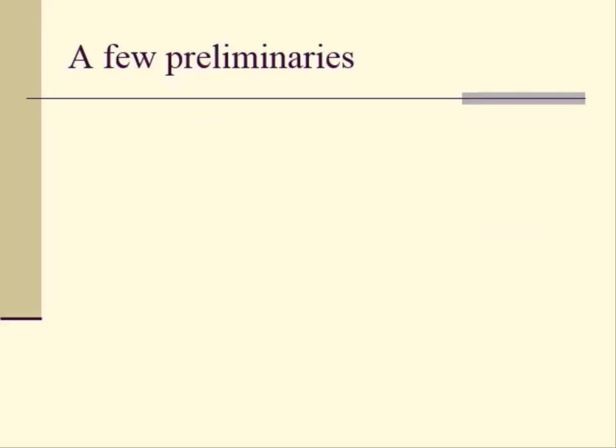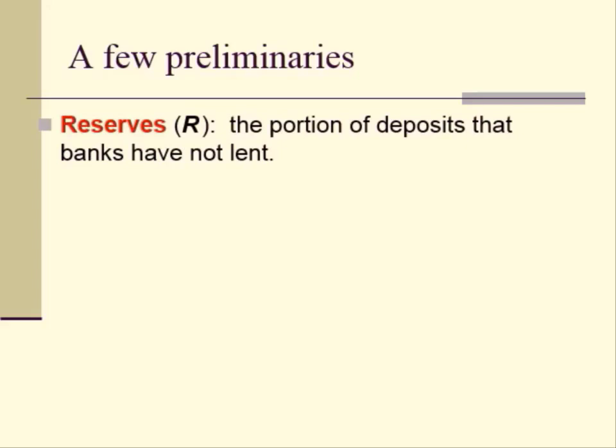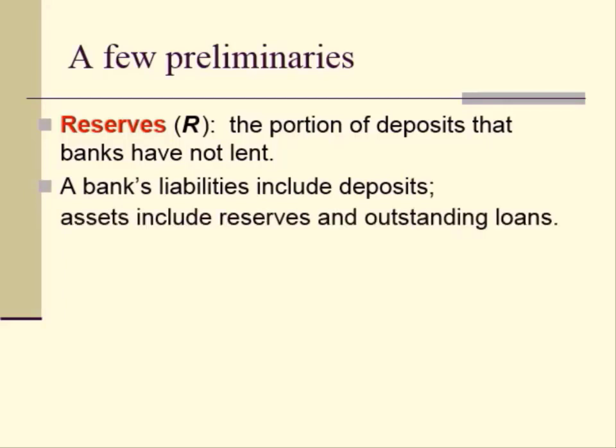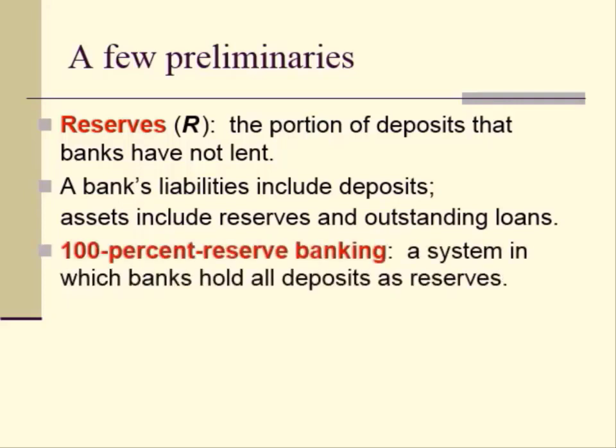Before we delve into the main parts, let's learn a few preliminaries. First, reserves. It is the portion of deposits that banks have not lent out. And a bank's liabilities include deposits, and assets include reserves and outstanding loans. Next, 100% reserve banking. So the 100% reserve banking is a system in which banks hold all deposits as reserves. In this case, the banking system does not affect the money supply.